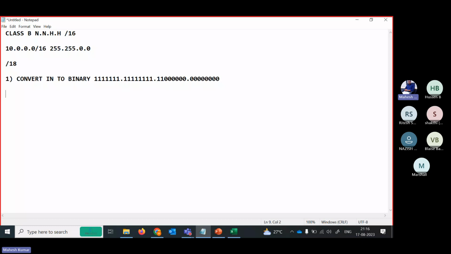The second step: what will we get? We'll get a new subnet mask. So what will be the new subnet mask? 255.255 dot, what will be the value for these two bits? 128 plus 64, that will be 192, right? 192.0, correct. This will be our new subnet mask.